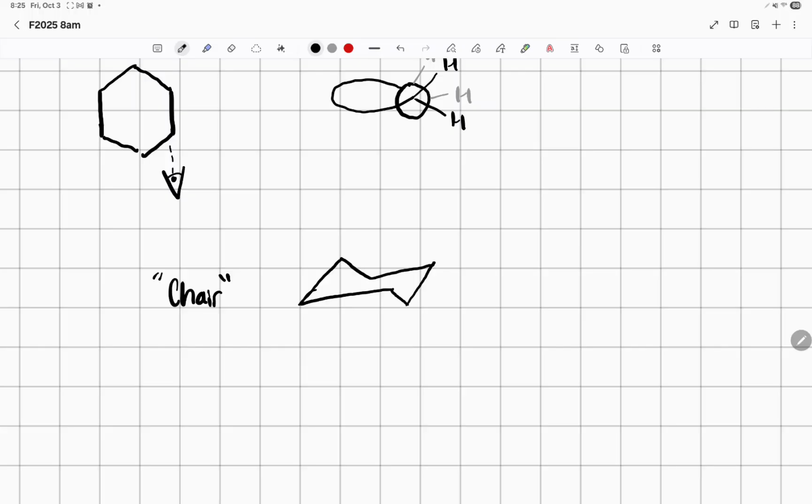So that's how I draw that. Again, practice that as best as you can. You're going to be drawing chair structures a lot.